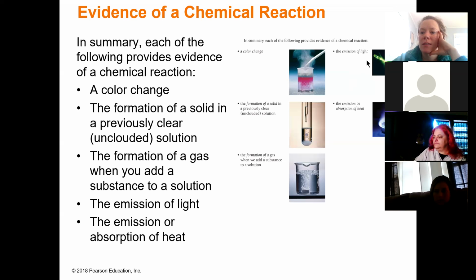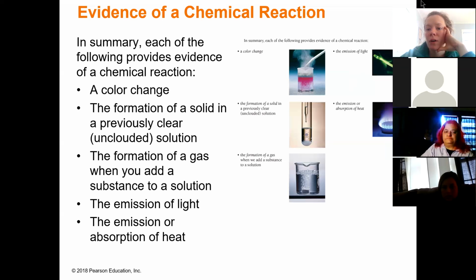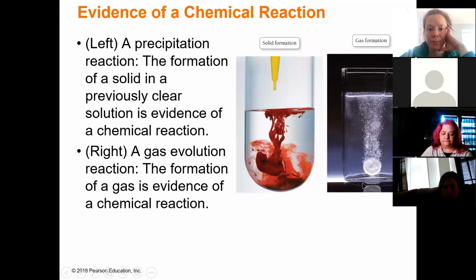The emission of light, like these glow sticks over here, that's a chemical reaction. And also anytime you produce heat or you absorb heat. So if the material gets really hot or if the materials that you're combining together get really, really cold, that can be an indicator of chemical reaction. So here's a precipitate. We've got this yellow material that probably has iron in it.